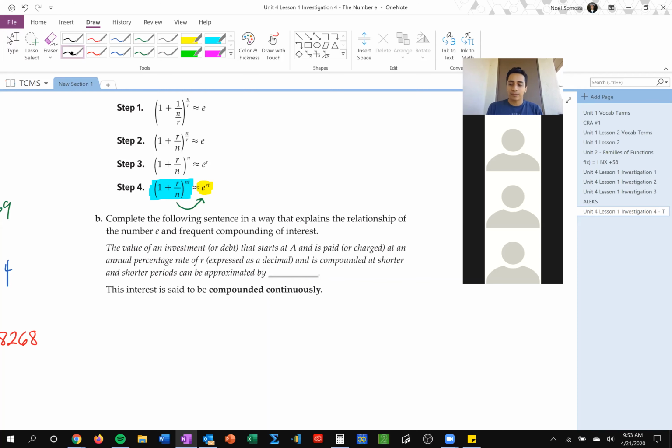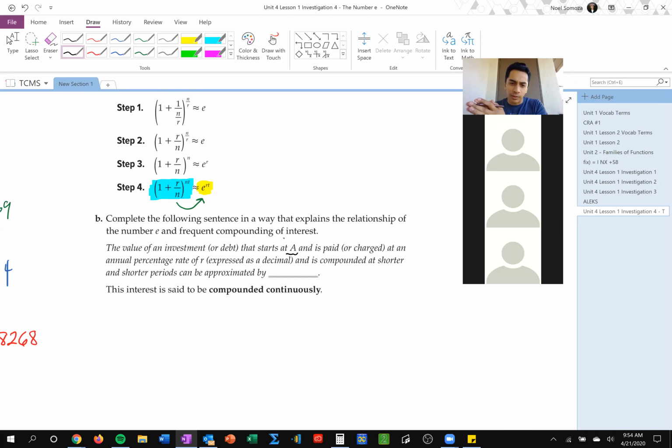All right. What is it that they're trying to get us to say here? The idea is, if we had a value of an investment or a debt, let's call that A, the initial amount that you're paying in. It's paid at an annual rate, so we have R. It's compounded at shorter and shorter periods. So imagine we're going from months to weeks to days to hours to minutes to seconds to half a second to quarter seconds. The amount of time in which it's happening is getting smaller and smaller. Then at that point, we are at a continuously compounded rate.